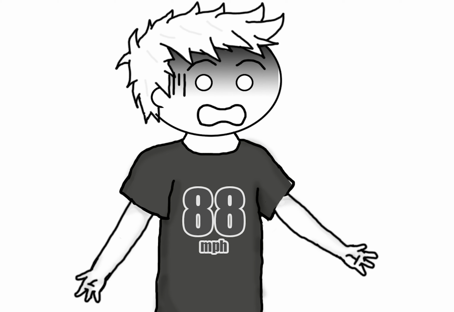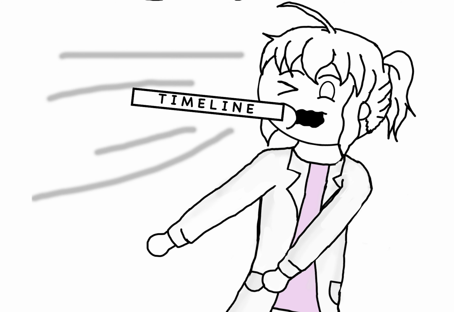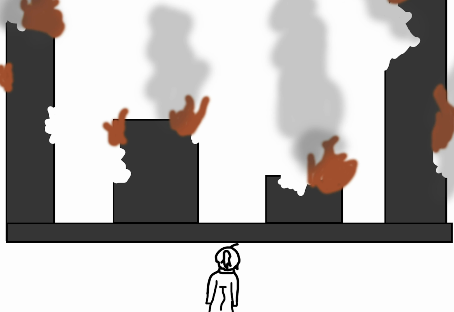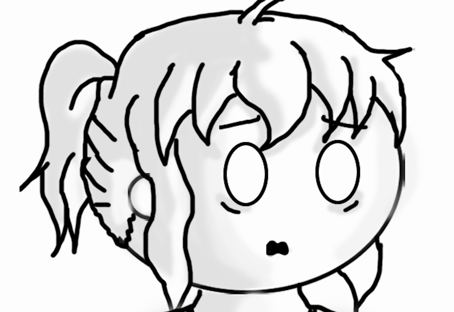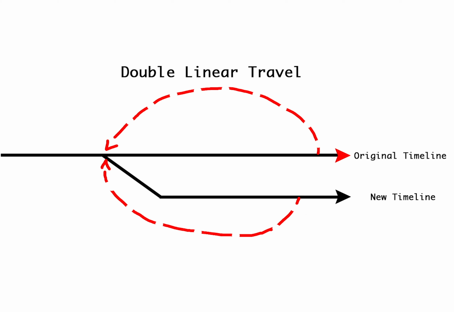Now, if you thought this was going to be easy, then you've clearly forgotten we're talking about time travel here, because sometimes the timeline is like, psych, and pulls a 180 on the characters, showing that when they mess with time, it actually makes the whole timeline much, much worse. This is known as double linear travel.